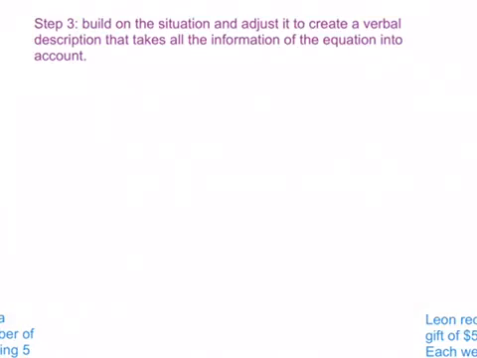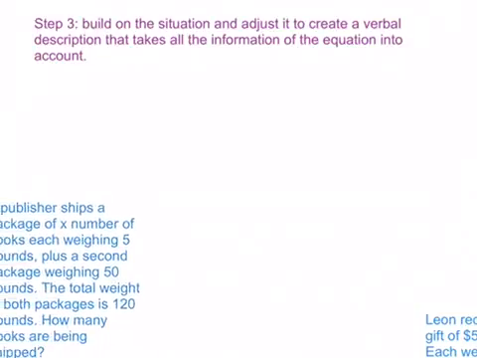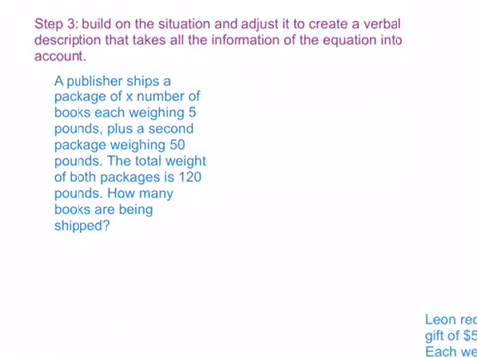Step 3, build on the situation and adjust to create a verbal description that takes all the information of the equation into account. So let's think about the books that are 5 pounds. Could we create a scenario out of that? A publisher ships a package of X number of books, each weighing 5 pounds, plus a second package weighing 50 pounds. The total weight of both packages is 120 pounds. How many books are being shipped?